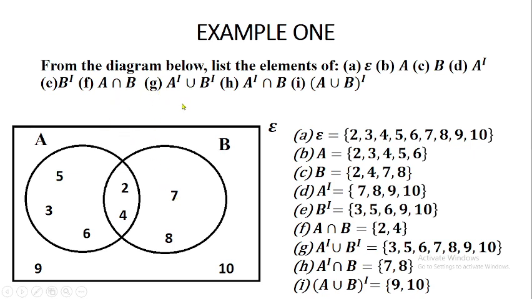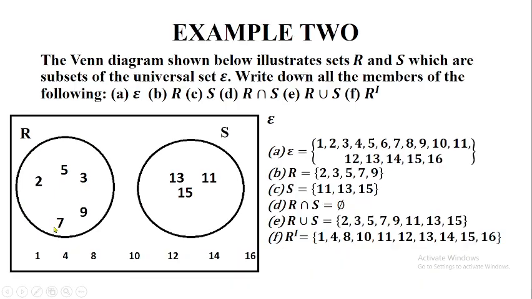Then question number G, we are talking about A complement union B complement. That is what the question is all about. Now let's see that in action. A complement union B complement. If I look at A complement, if I find A complement now, I will remove A. If I remove this set A now, sorry, go back.